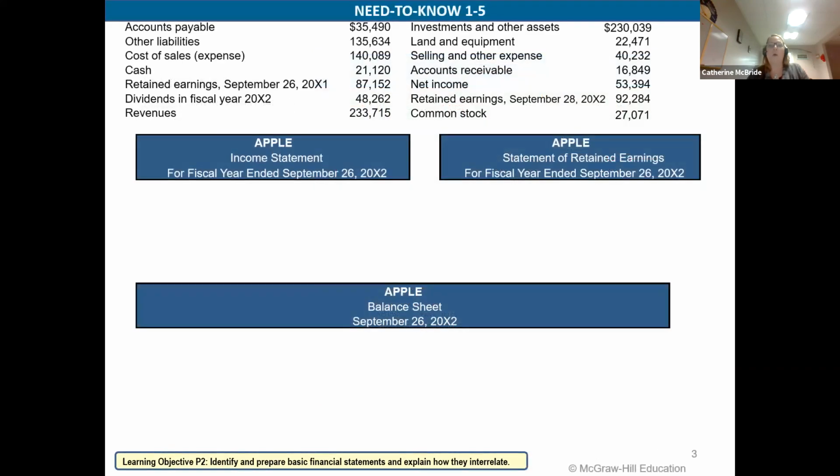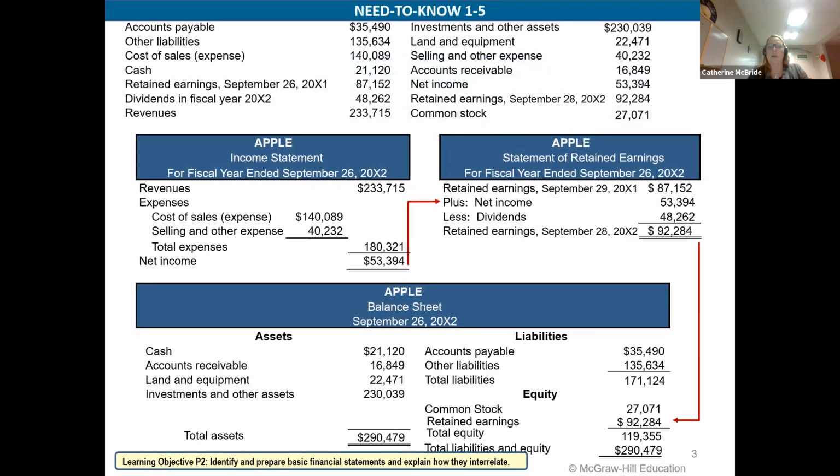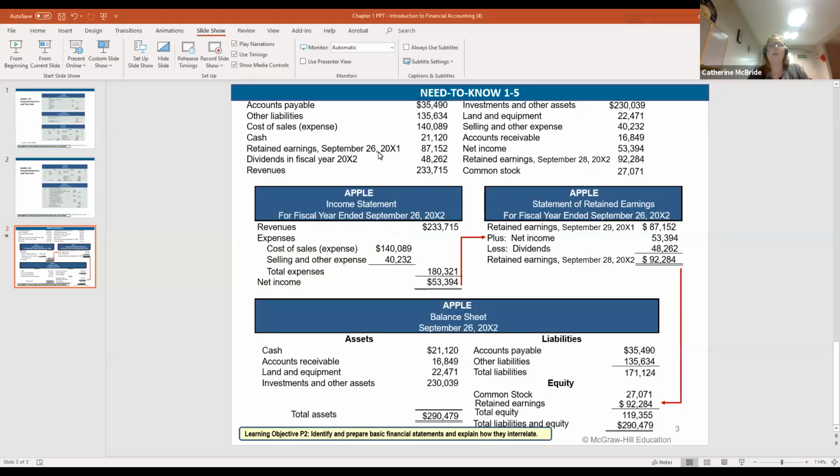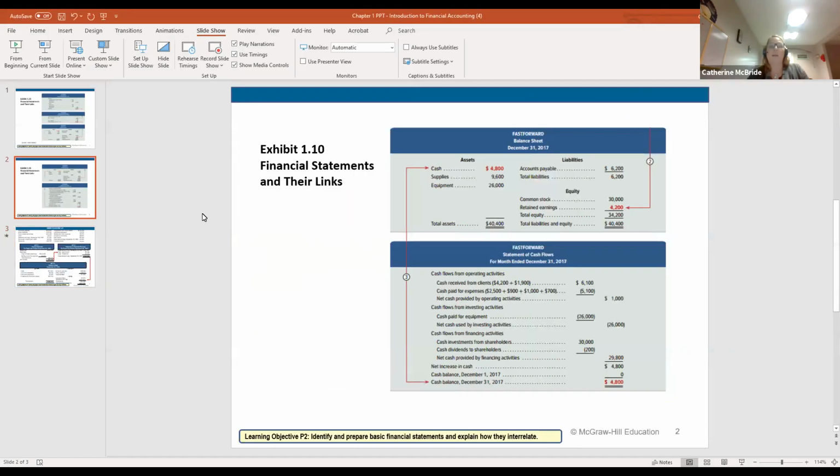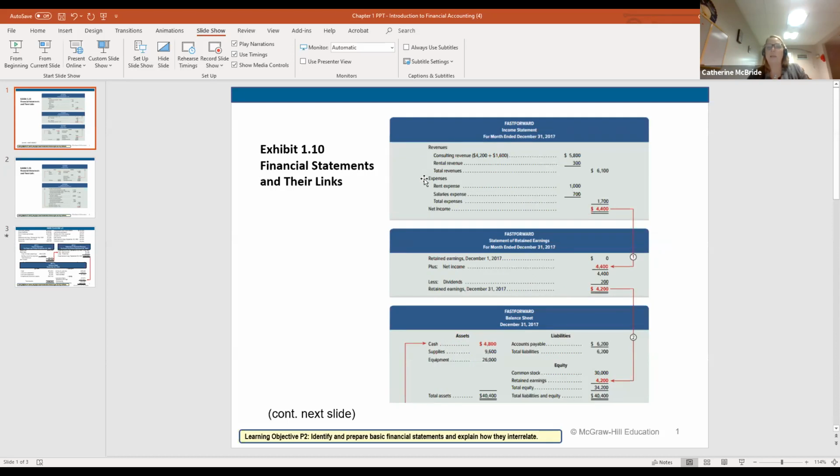So if you look at how they all go together, the balance sheet feeds into the income statement, net income feeds into the statement of retained earnings. The retained earnings balance feeds into the balance sheet. And then the cash on the statement of cash flows will be the same as the cash on the balance sheet if you've done the statement correctly.